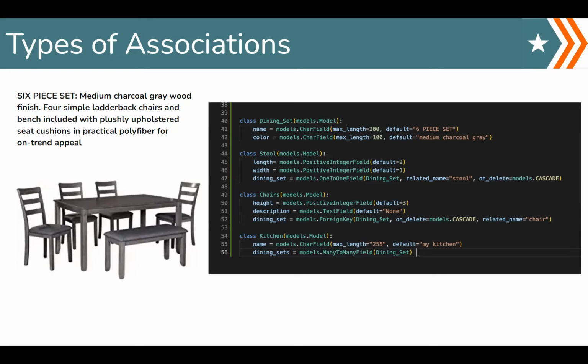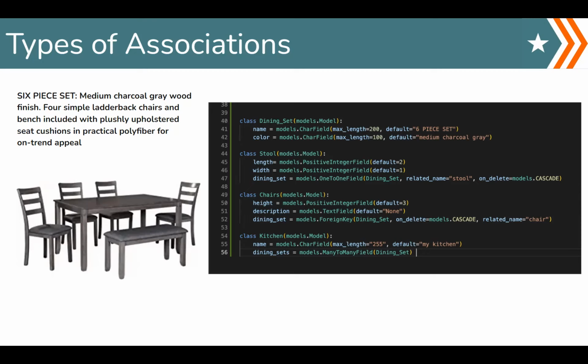Now, okay, let's see. I guess we should probably have gone from the top. Yeah, okay, we'll do that now. Starting off with our dining set, we're using our dining set as our base field. The dining set is basically going to just have a name and a color. That's it. It's just going to be a 6-piece set in medium charcoal gray.